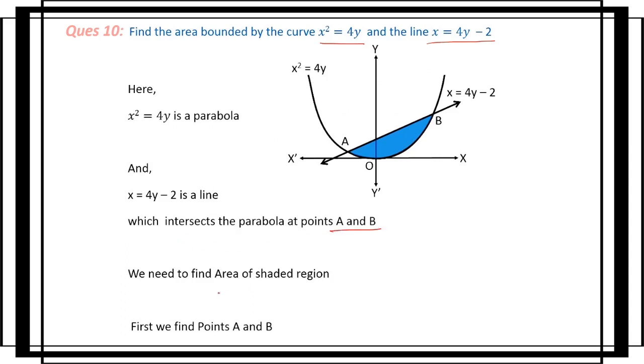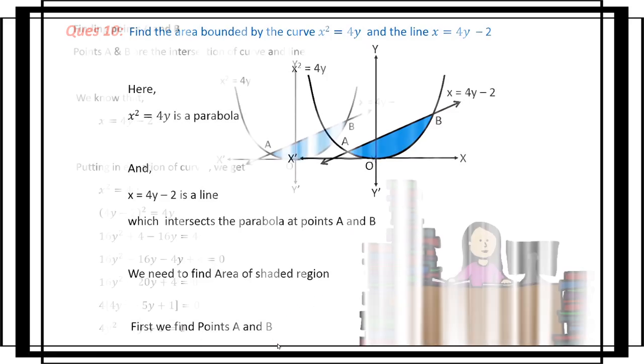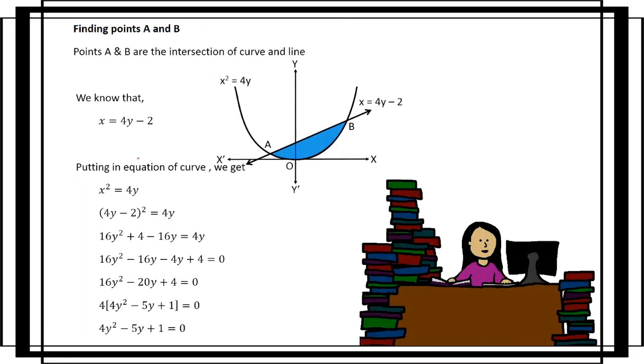Now first of all, students, we have to find the area of the blue region, right? So we need to find the shaded region. First of all, we'll find points A and B. For finding points A and B, what are we going to do? We know that x equal to 4y minus 2 is given. Putting it in the equation of the curve, here replace x with 4y minus 2 to get the common intersecting point.